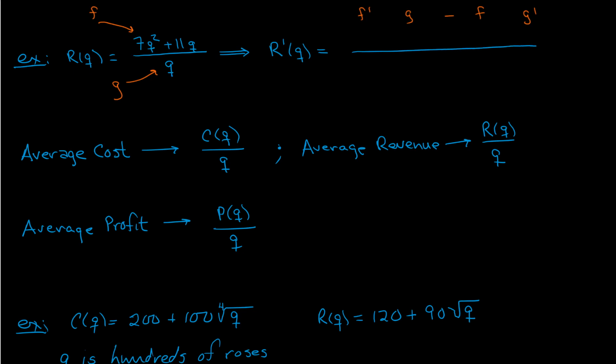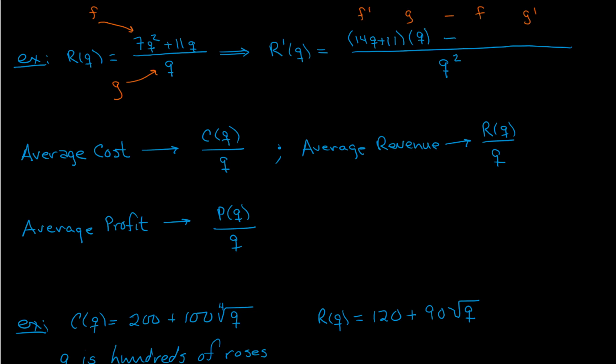Okay, so I'm going to put all that in the numerator, and the denominator is just whatever g is squared. So I've already got the denominator done on this one. Now, in the numerator, I'm going to compute the derivative, going back to the original function, of what was in the numerator of the original function. Well, that's going to be 14q plus 11. Then I'll multiply it by whatever's in the denominator. That's just q.